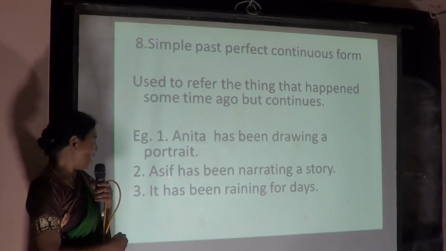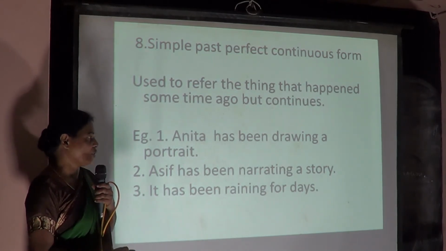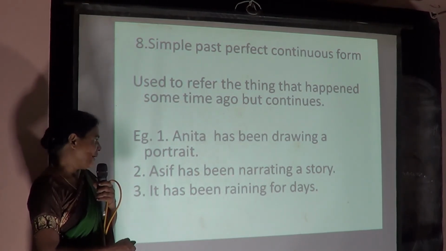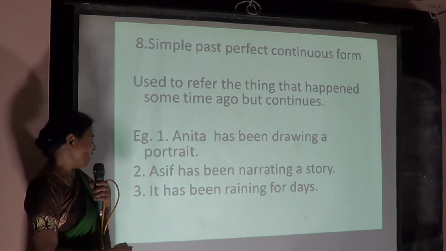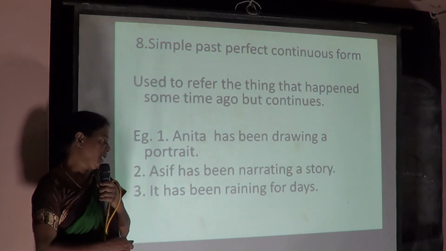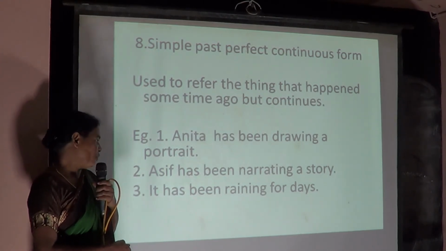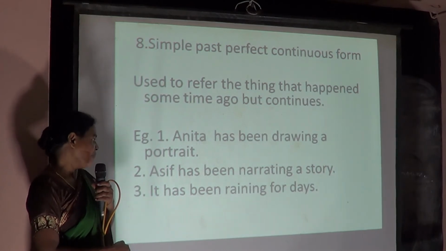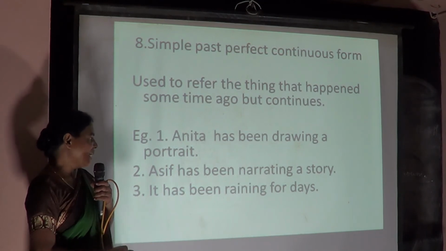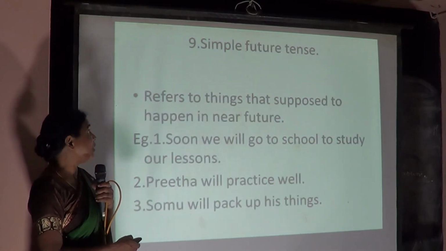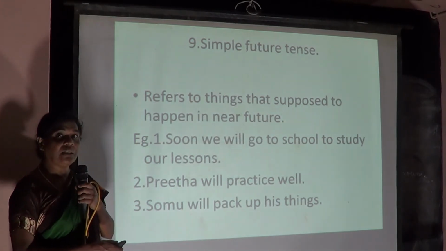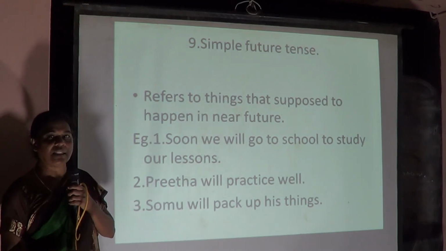Now the next one is Asif. Asif has been narrating a story. Some children are very good at narrating stories. So Asif has been narrating a story. And it has been raining for days. It has been raining for so many days, for days together it has been raining. Remember here, has been raining, has been drawing, has been narrating, all these are has been. Okay, so that's how the past perfect continuous form of the tense functions.